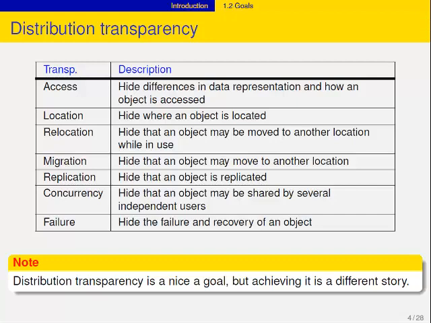Concurrency transparency is almost an obvious one. It basically tells you, hey, I have a distributed system, it's for lots of folks, and I just don't want to know about the others. Okay? So when you are working on your distributed system, you don't want to be bothered by the fact that there's someone else out there who's also doing a transaction.